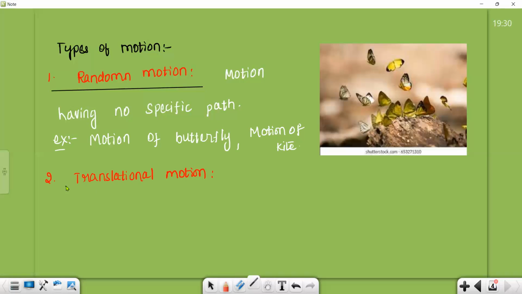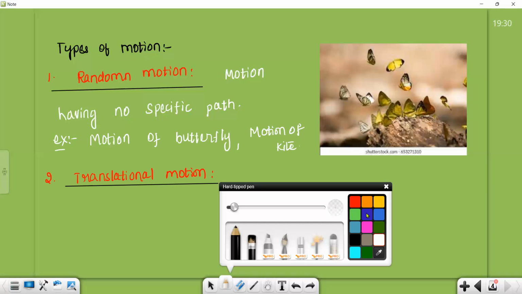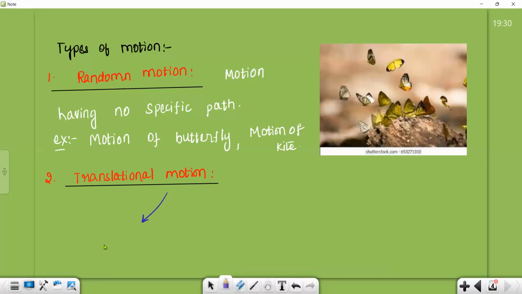So what is translational motion? Generally, translational motion is classified further into rectilinear motion. So let me write. Rectilinear motion and curvilinear motion.